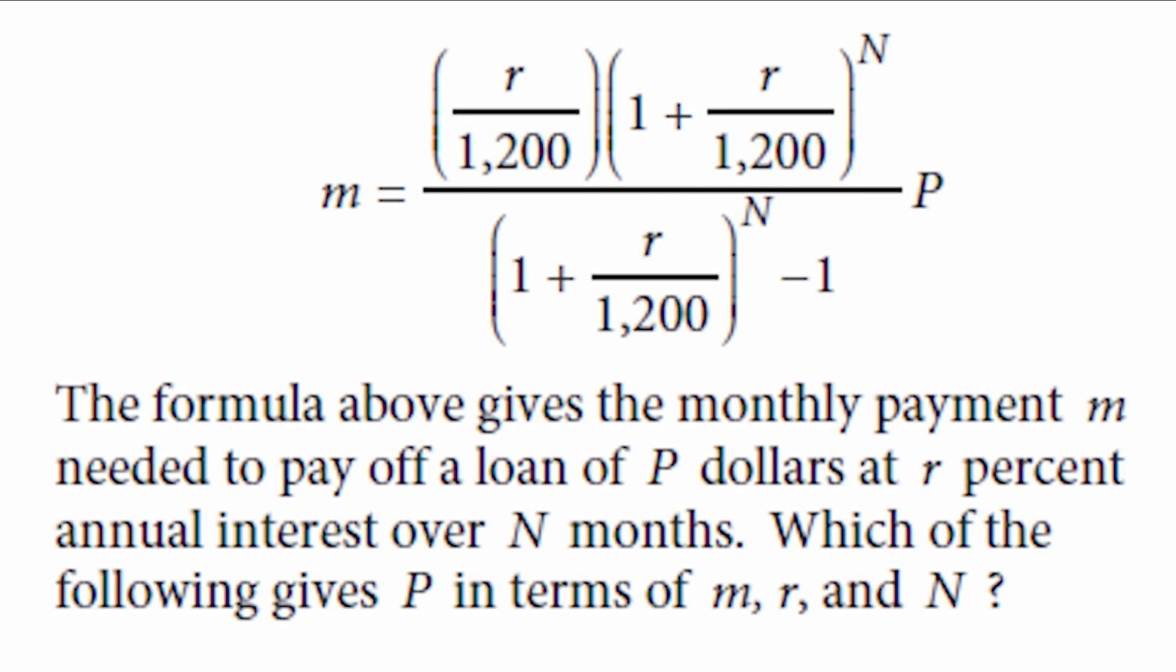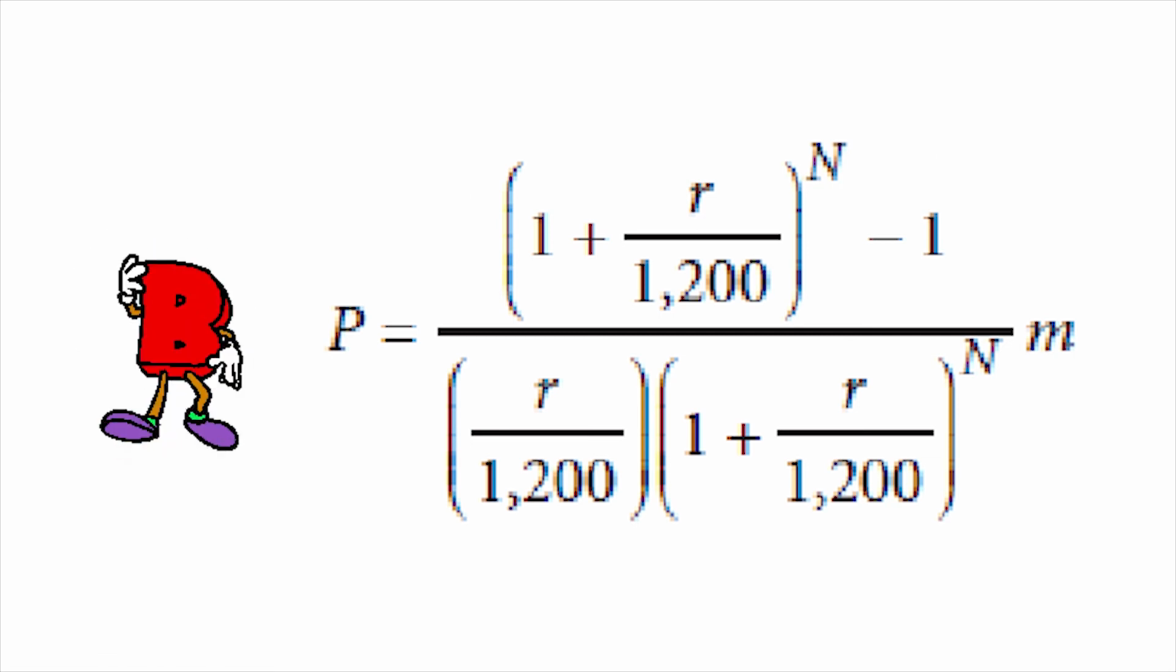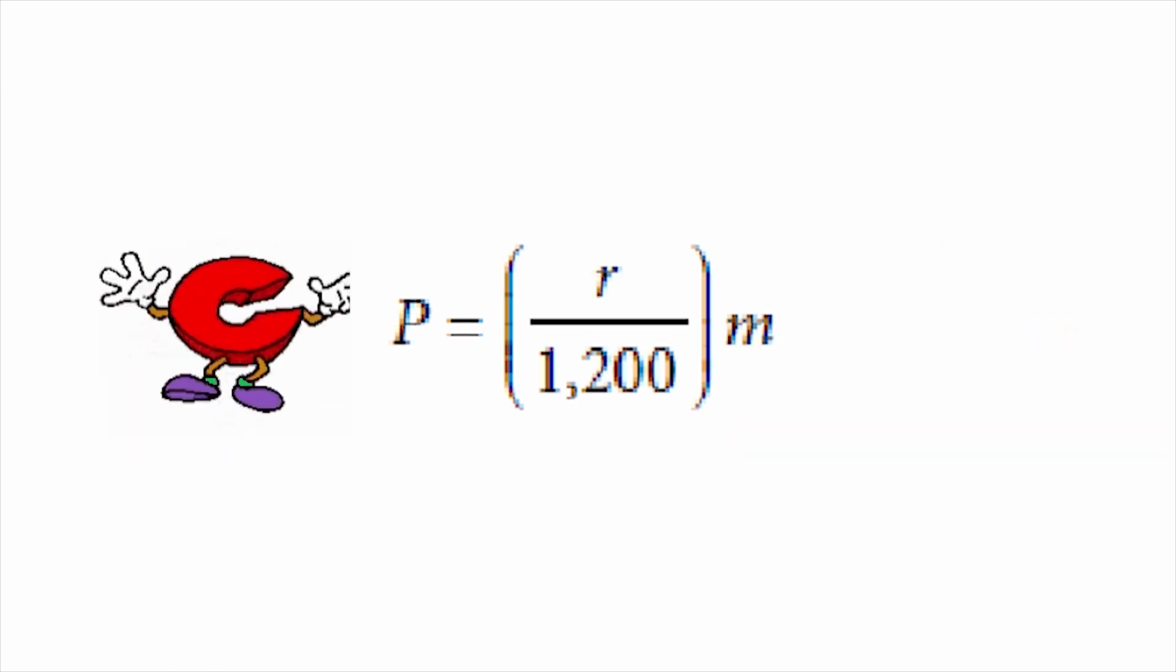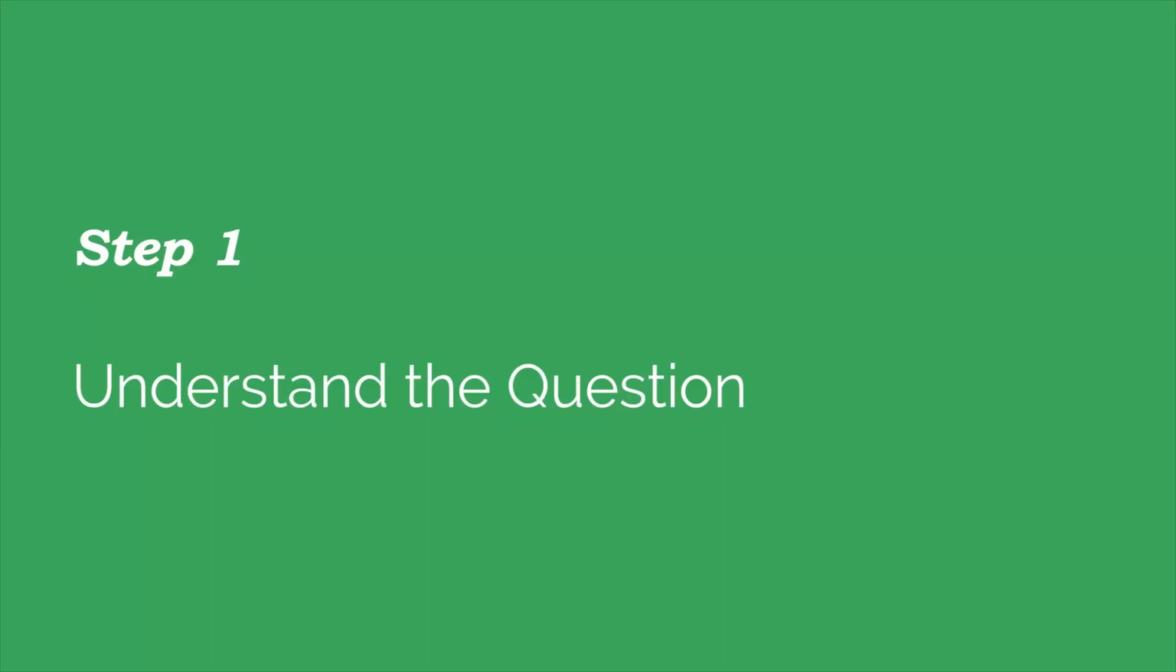The formula above gives the monthly payment M needed to pay off a loan of P dollars at R% annual interest over N months. Which of the following gives P in terms of M, R, and N? Is it A, B, C, or D? Have your answer ready? Let's do this.